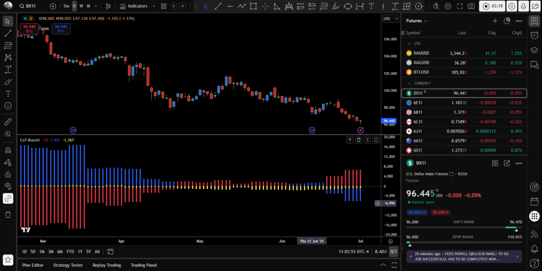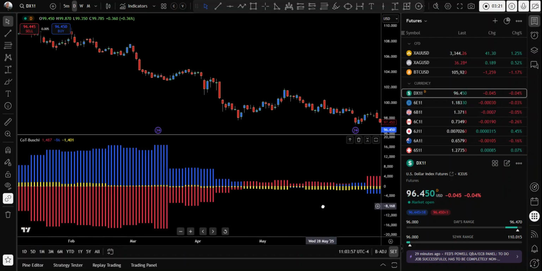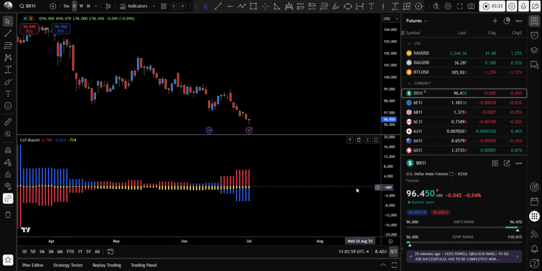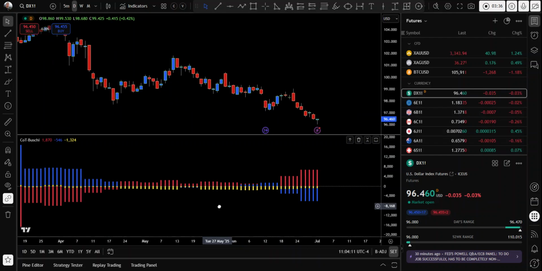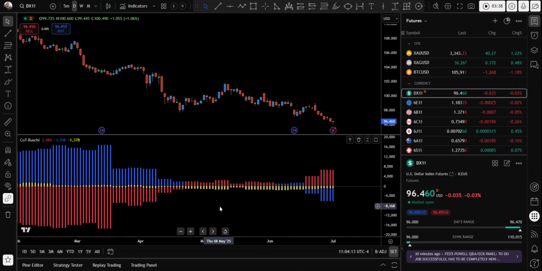So you've got your net positioning, and now you've got the zero line. The zero line is neutral. If you see a zero positioning, like here, this means they're neutral. The positioning is not long and not short, it's just neutral.